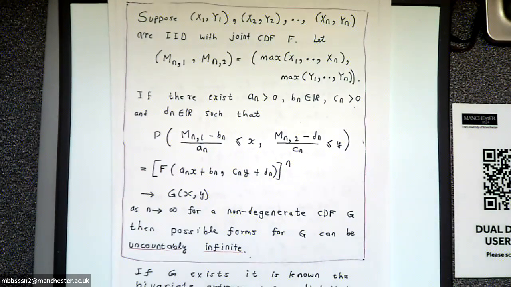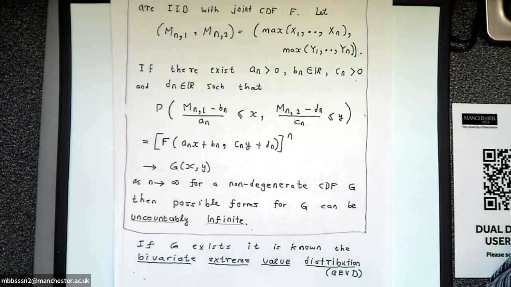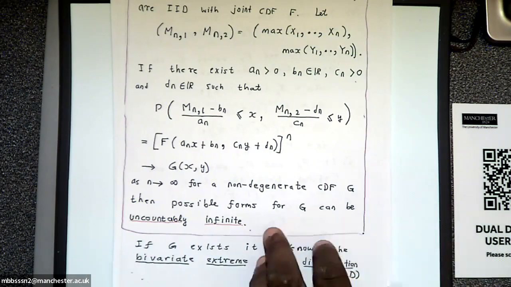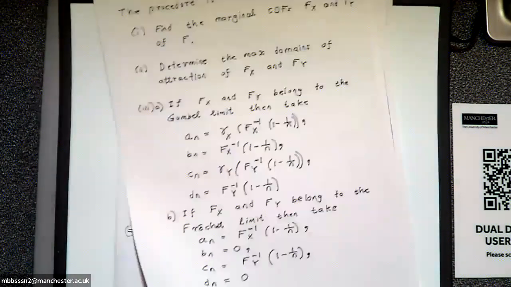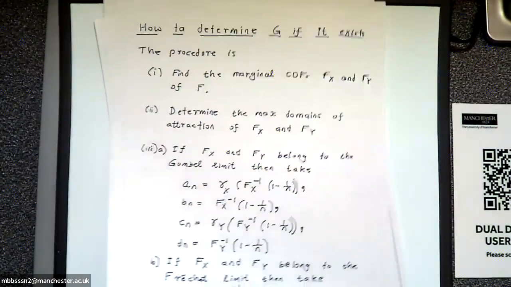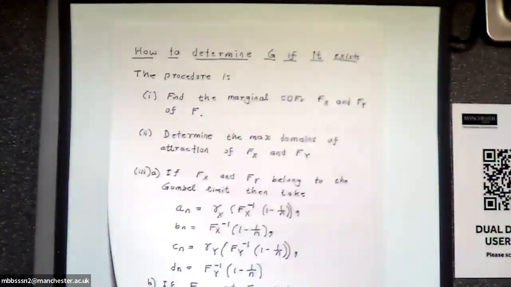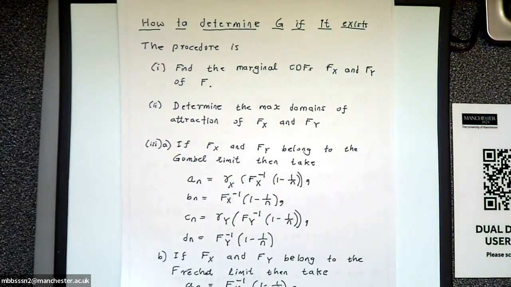So it's not all bad news, because whenever the limit exists, although it can take uncountably many different forms, you can actually determine the form of the limit if it exists, right? And to determine that, I'm going to talk about the procedure for doing that: how to determine G. G is the bivariate extreme value CDF when it exists, right? There is a 4-step procedure.